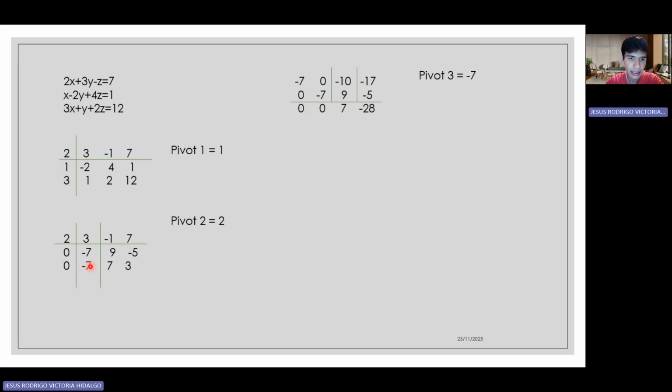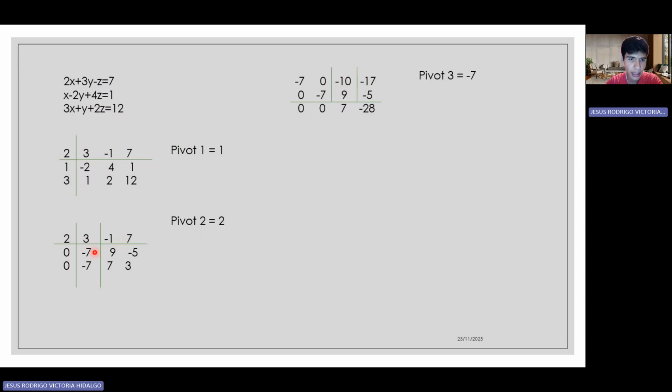Then we get the next position, this 7. Minus 7 times 7 is minus 49, minus 7 plus 9, so minus 49 plus 63, that is 14, divided by 2, that is the last pivot, is 7. Now we're going to take this value, minus 1: minus 7 times minus 1 is 7, minus 9 times 3, so 7 minus 27, minus 20 divided by 2, minus 10.